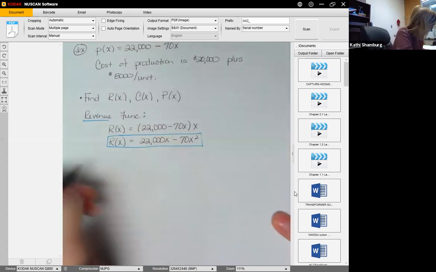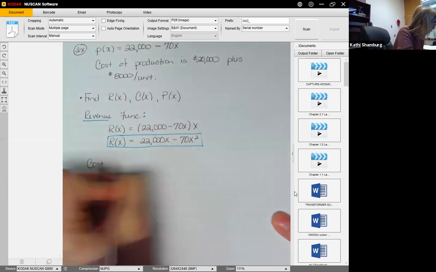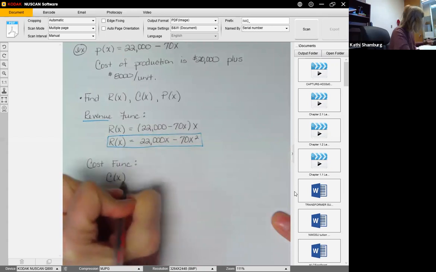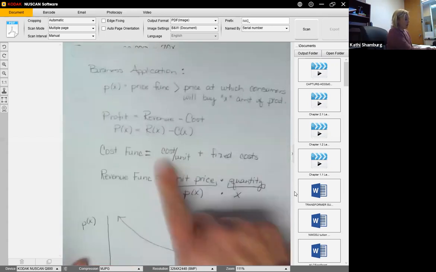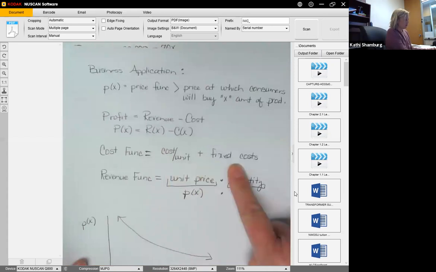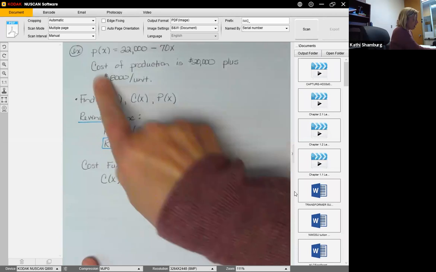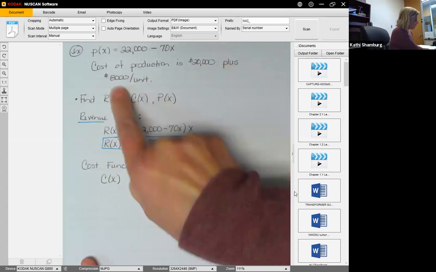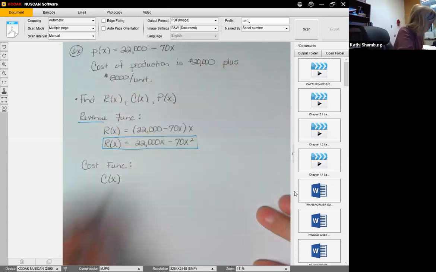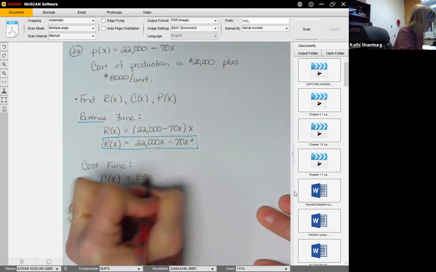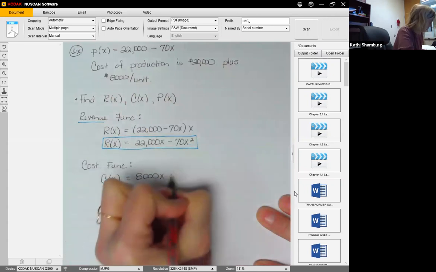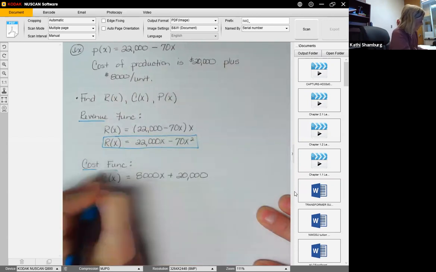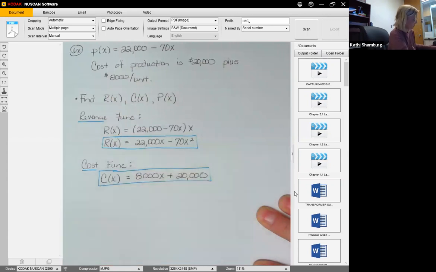Now we are going to find our cost function, C of X, which is your cost per unit plus fixed costs. Cost is $20,000. That's your fixed cost plus your cost per unit. So this would be 8,000 per unit plus the $20,000 that is fixed. So our cost function is here.